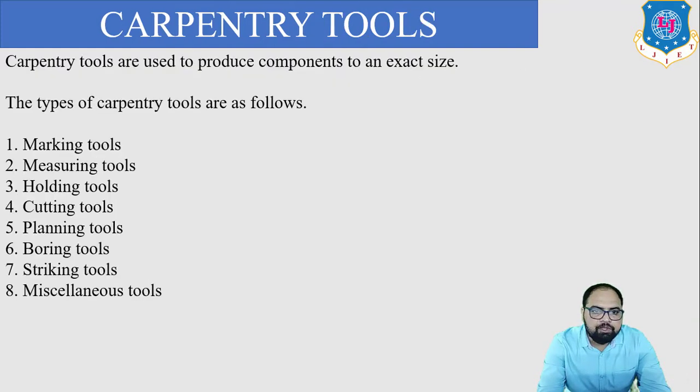Okay, so there are various types of tools which are used in carpentry: marking tools, measuring tools, holding tools, cutting tools, planing tools, boring tools, striking tools, and miscellaneous tools. We will discuss the function of each and every tool in detail in the workshop.